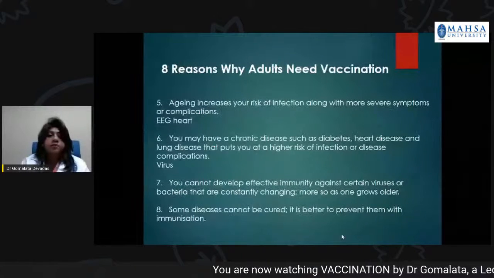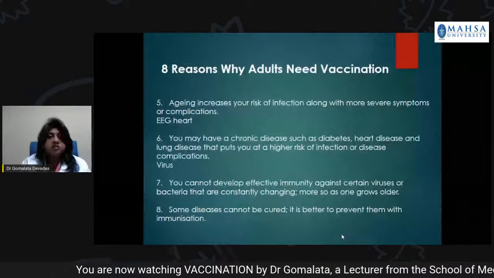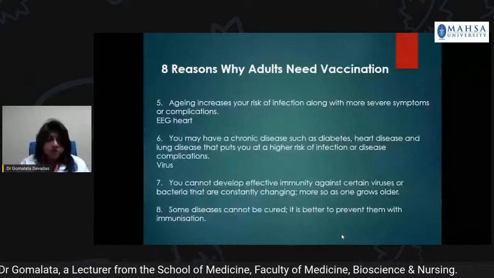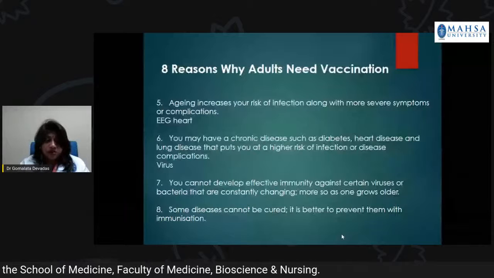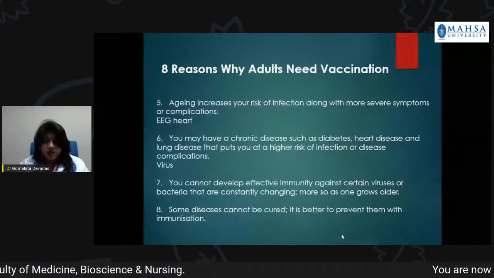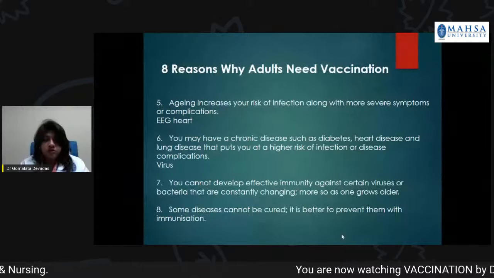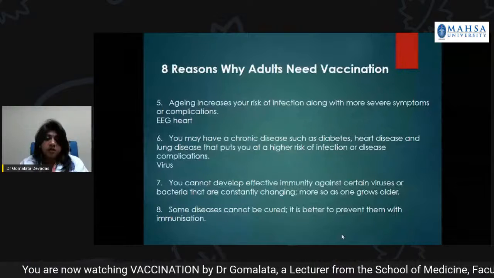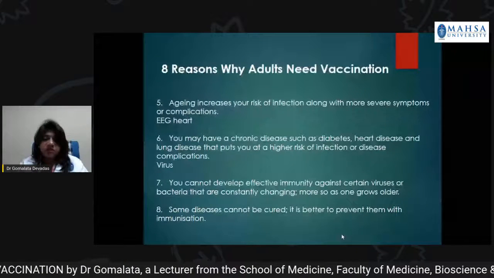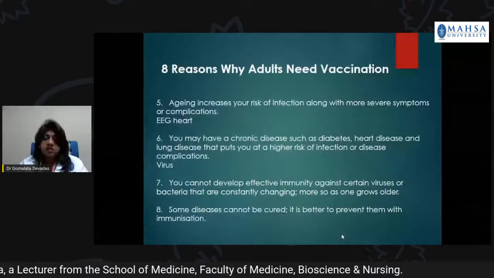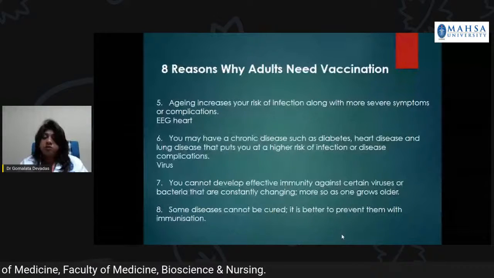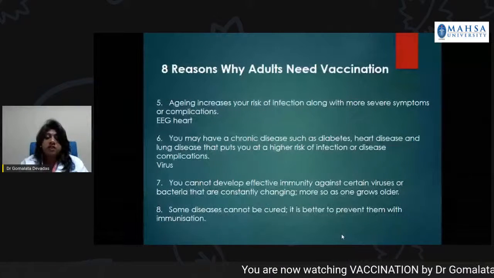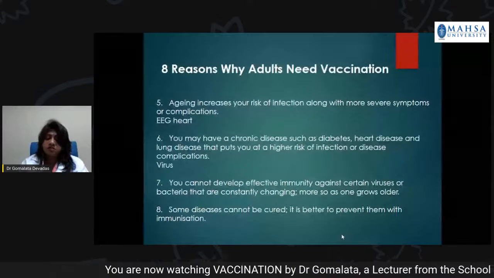And aging increases your risk of infection along with severe symptoms and complications. You may have chronic diseases such as diabetes, heart disease, and lung disease that put you at higher risk of infections or disease complications. Number seven, you cannot develop effective immunity against certain viruses or bacteria that are constantly changing, more so as you grow older. And number eight is that some diseases cannot be cured, so it's better to prevent them with immunization.